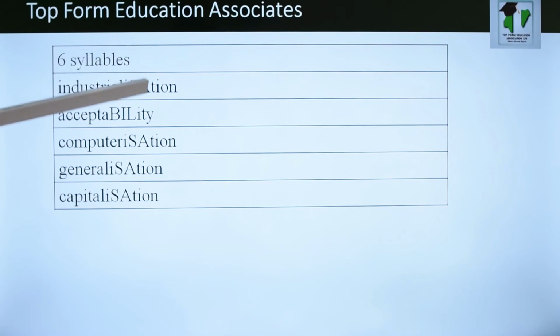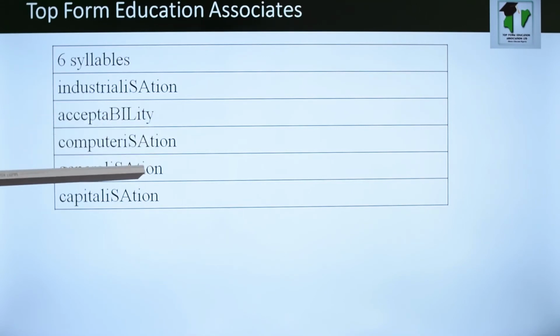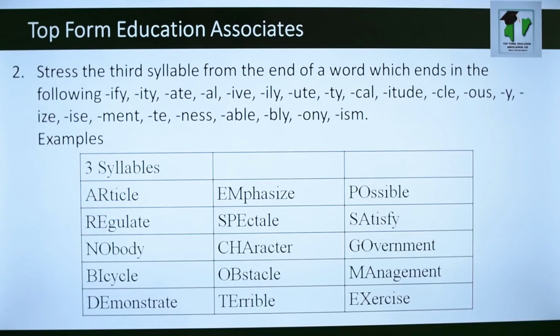Then here we have industrialization. You stress the word on the second from the back. Remember that rule for those words that have those word endings. Acceptability. Computerization. All these are what? 6 syllabic words. Generalization. Capitalization.